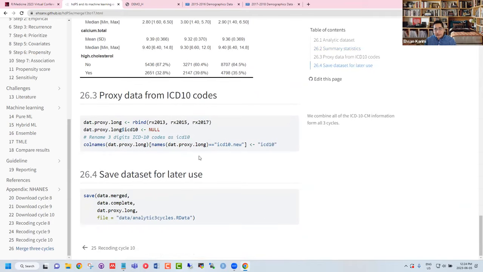So the reason I spent some time explaining the enhanced data is because I'm going to use this data to show you the implementation of high dimensional propensity score. And if we understand the data, that will help us understand some of these implementation details. So I have a question that I see in the chat box.